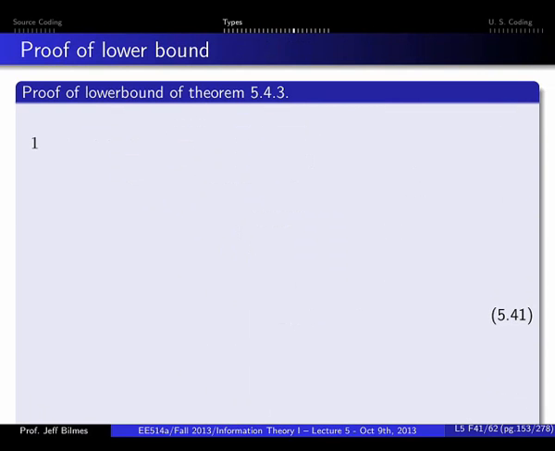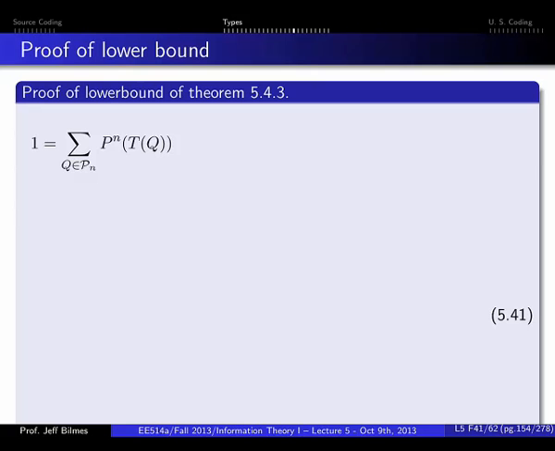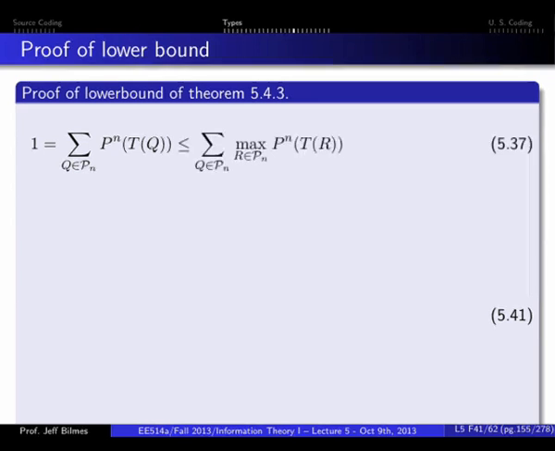Okay, now to prove the lower bound, it's kind of the same thing. There are a couple of nice tricks that you do, so maybe we'll go through it a little bit. So we start with 1, and we sum over all possible types for sequences of length n, and we compute the probability of that type class. That's a partition of all the possible sequences, so that's definitely going to be equal to 1.